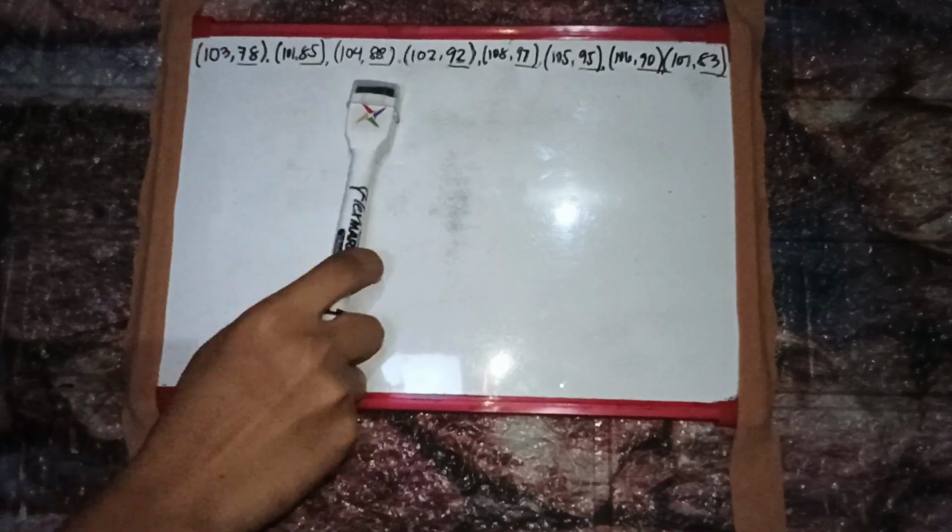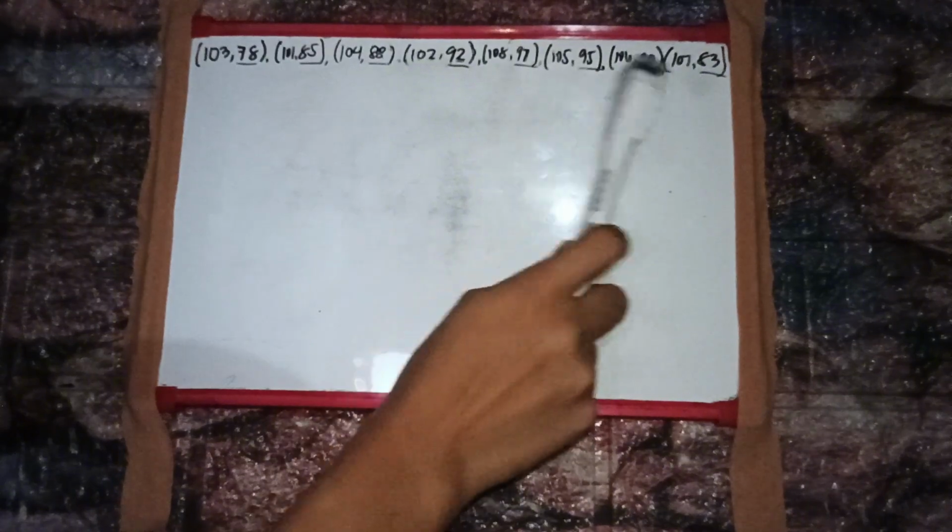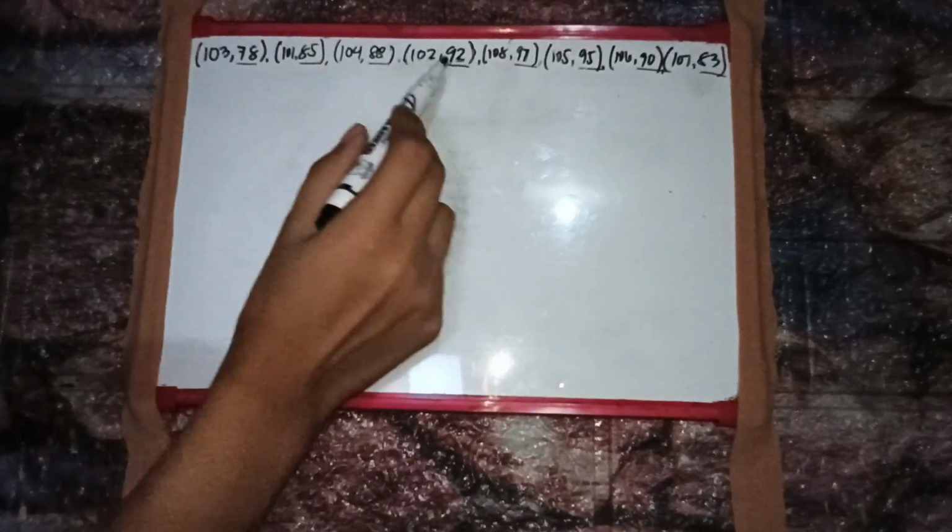So here is my example of the student IDs and their corresponding grades. To avoid confusion and mistakes, I underlined the grades of the students. Now, there are 8 tuples in the array: 1, 2, 3, 4, 5, 6, 7, 8. We're going to divide it by 2: 1, 2, 3, 4.